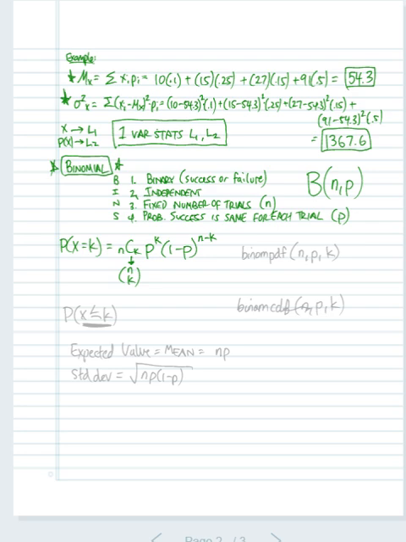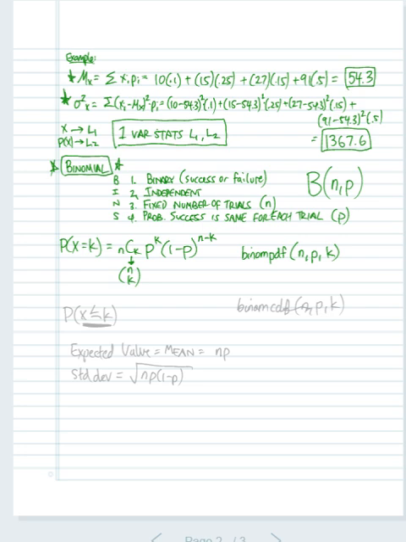Now on the calculator, you can do this formula by using binomial PDF. Okay, the probability distribution function, PDF. Now the way it works on the calculator, you always put in n comma p, and then you put in k, which is the number of successes that you're looking for. Okay? So that is the probability of exactly k successes.